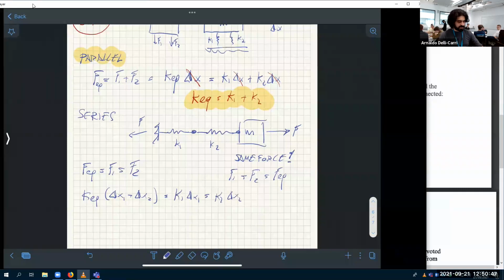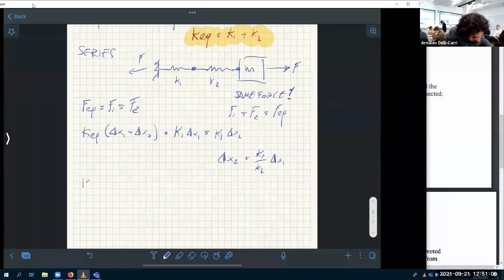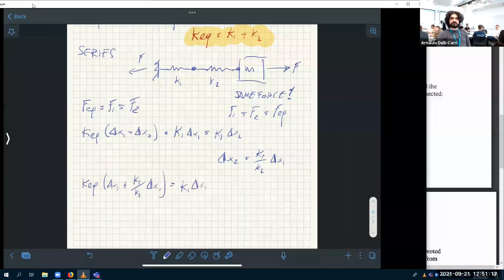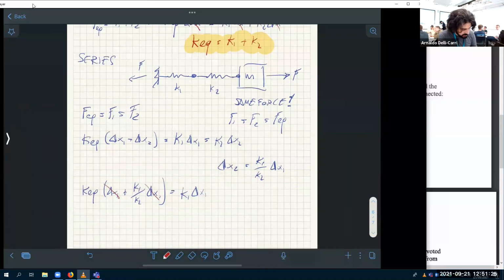And now we can just take, say, this part. Let's find delta X2, which is K1 over K2 delta X1. And so I can plug this here. And I get K equivalent delta X1 plus K1 over K2 delta X1 equals K1 delta X1. So now I can get rid of the delta X1 because it's common everywhere. So I get rid of the delta X1 here, here, and here.